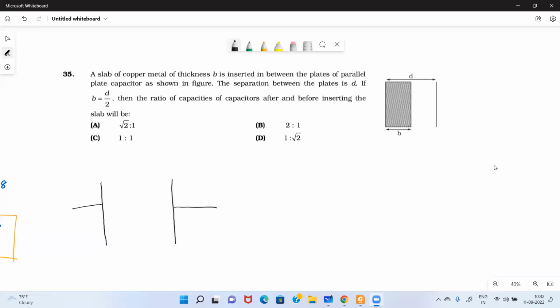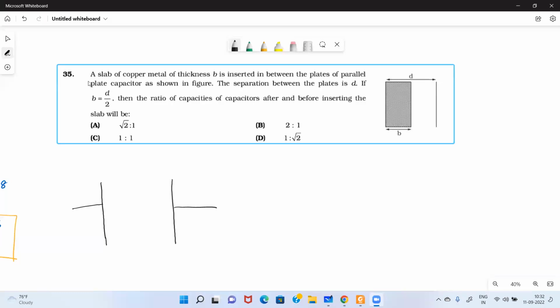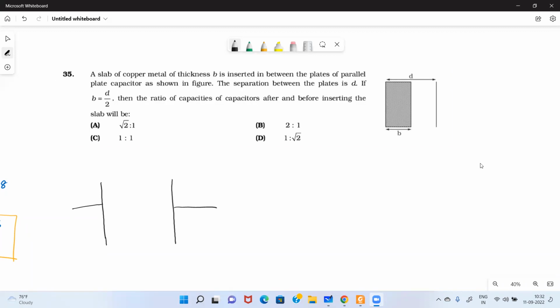Yes, sir. So I'll repeat the question. A slab of copper metal of thickness B is inserted between the plates of a parallel plate capacitor as shown in the figure. The separation between the plates is D. If B is equal to D by 2, then what is the ratio of the capacities of the capacitor after and before inserting the slab? Okay.